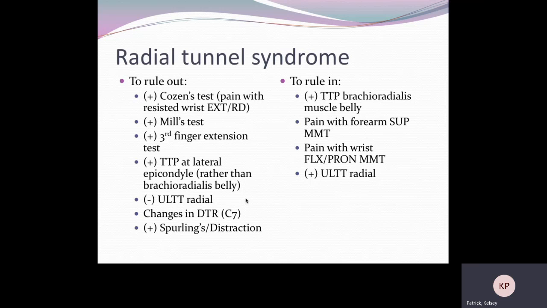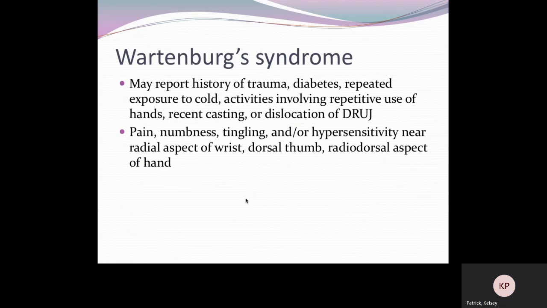To rule in radial tunnel syndrome, you will see tenderness to palpation at the brachioradialis muscle belly. They will also have pain with resisted forearm supination, wrist flexion, or pronation. You will also see a positive ULTT radial.